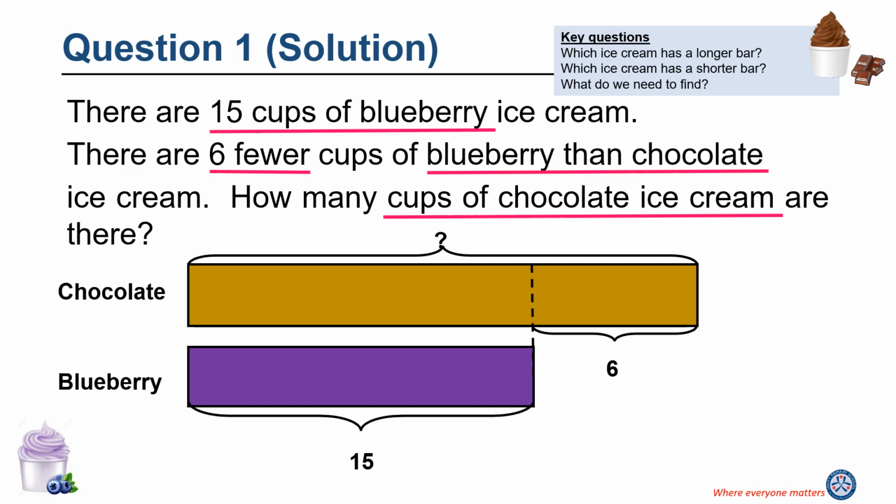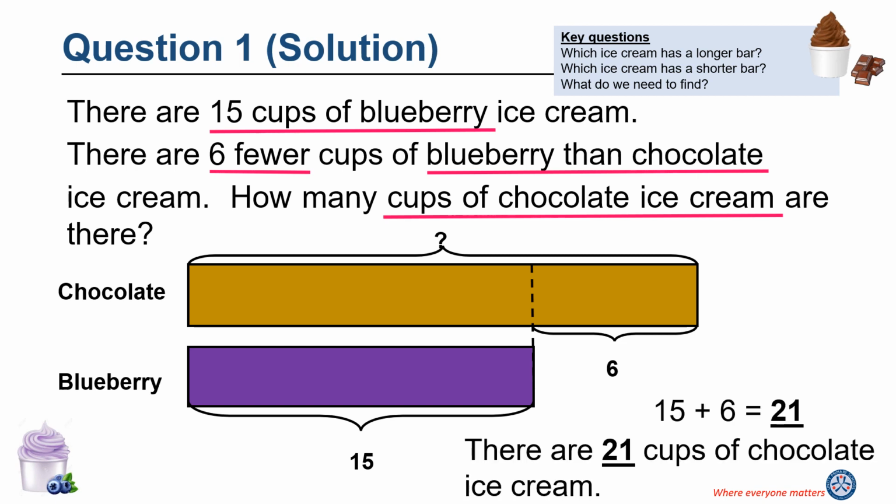Since there are fewer cups of blueberry ice cream than chocolate ice cream, we know that the bar representing chocolate ice cream will be longer than the bar representing blueberry ice cream. As seen from the model, the bar representing the chocolate ice cream is made up of two parts, the part representing 15 and 6. Therefore, to find the number of chocolate ice cream, we add 15 and 6. There are 21 cups of chocolate ice cream.